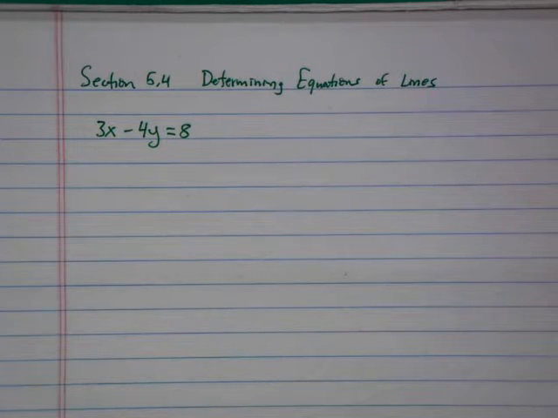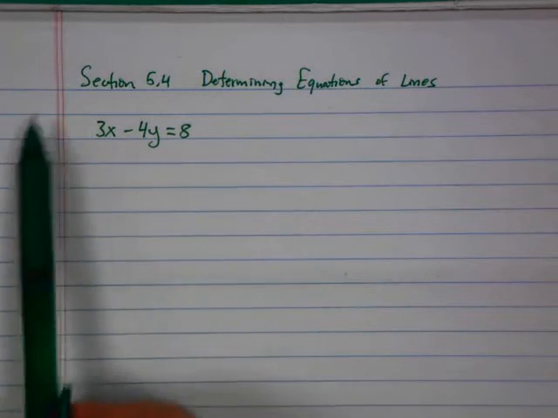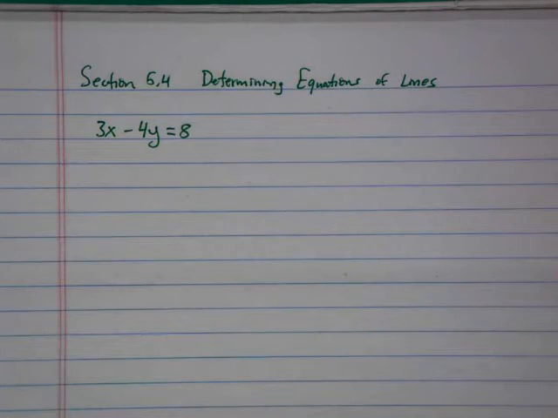Okay, so basically that's what we've done up to this point. I've given you an equation, and I've asked you to give me lots of information about the equation. Today we're going to do the backward process. What's the backward process? Find the equation. I'm going to give you information, and from that information you're going to give me the equation. All right, so let's answer a few questions about this.